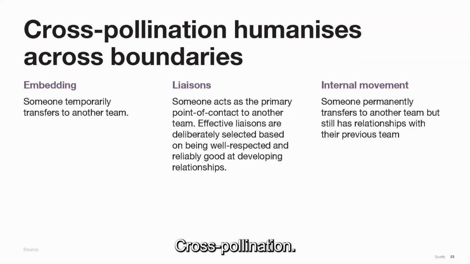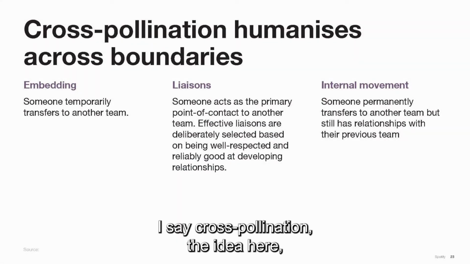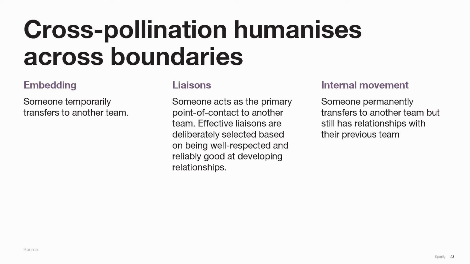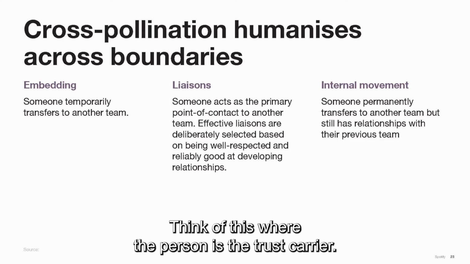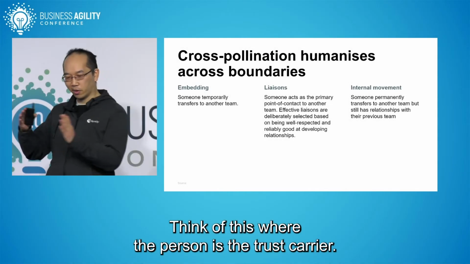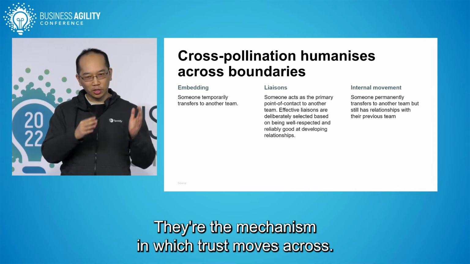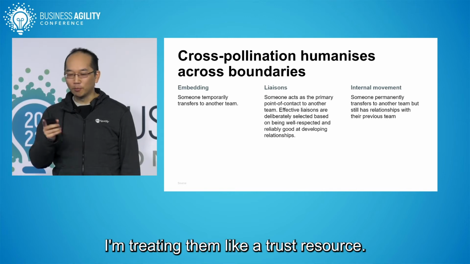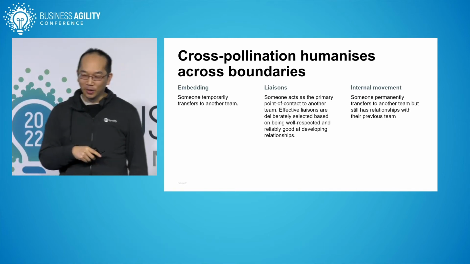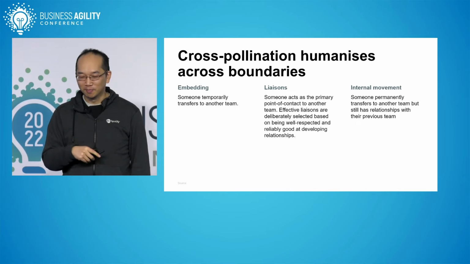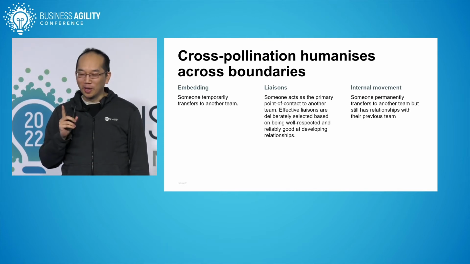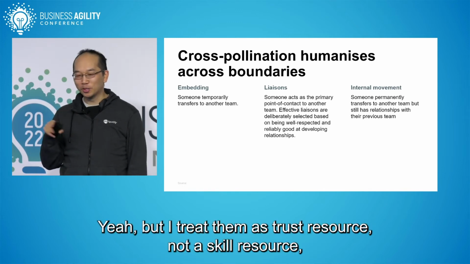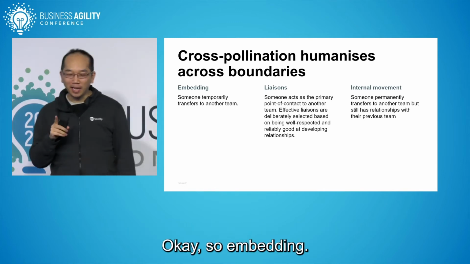So cross-pollination, the idea here, the effect is that it humanizes across boundaries. Think of the person as the trust carrier. They're the mechanism in which trust moves across. I just move the person around, which means I'm treating them like a resource, a trust resource. So yes, people are resources. Three ways this happens. But I treat them as a trust resource, not a skill resource.